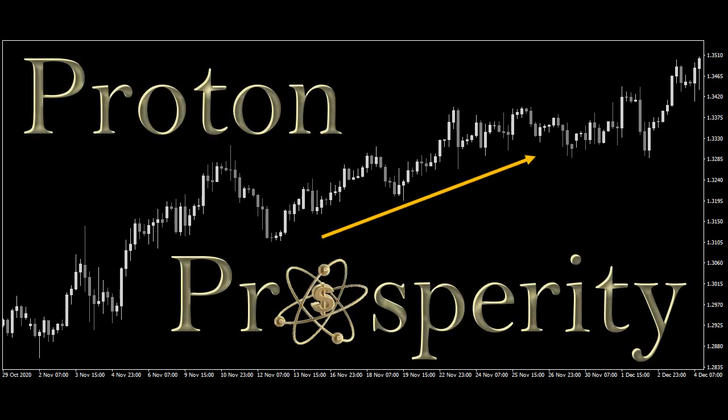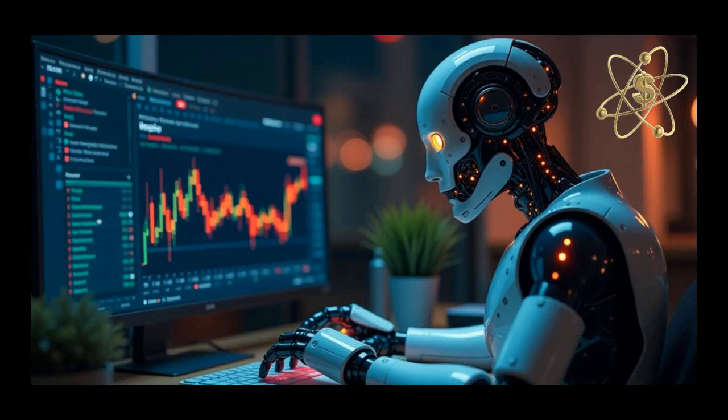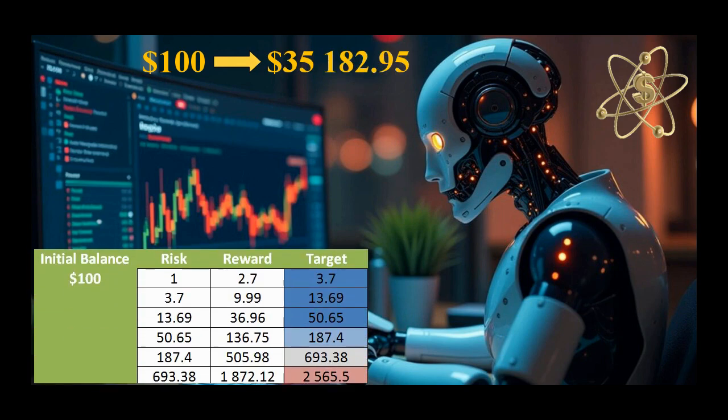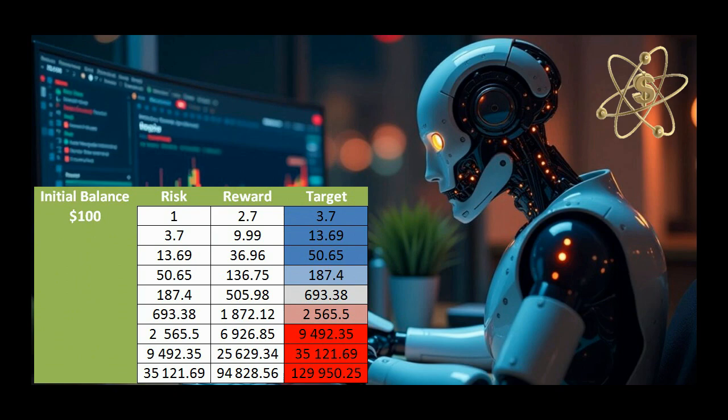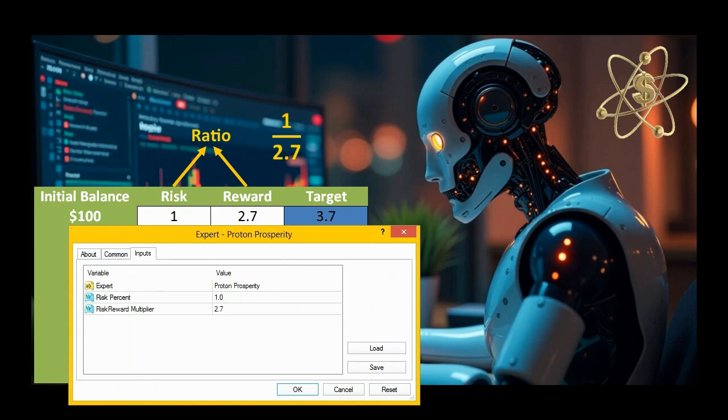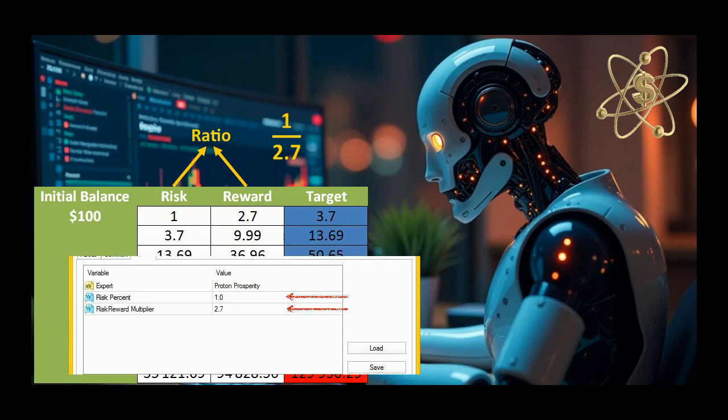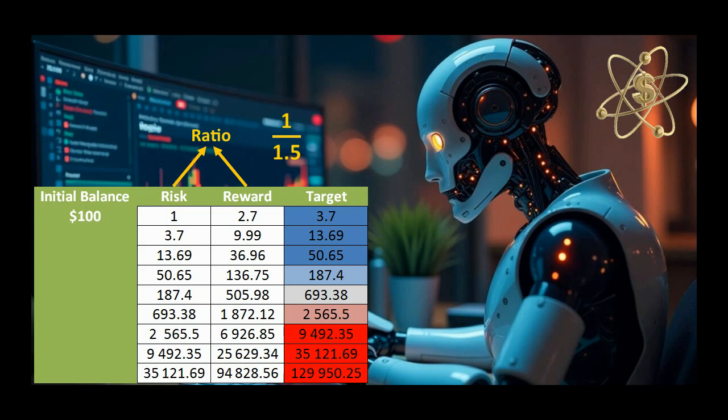In this video we are going to show you how a trading robot can exponentially grow a small account in a couple of weeks using proper risk management. Here's how it works. Firstly, our risk-reward ratio is always 1 to 2.7. This means for every percent we risk, we expect 2.7% as profit. Anything above 1 to 1.5 has a positive expectancy for profitability.